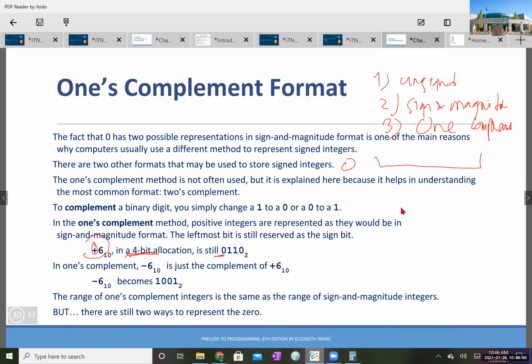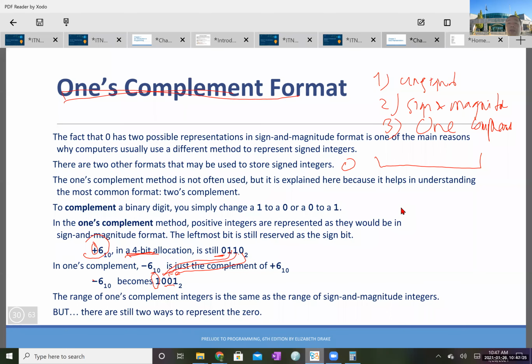But for the negative here, you see the negative number, that is negative. That's why the first leftmost bit here is number 1. But for the magnitude here, they convert everything from 1 to 0 and 0 to 1. So whenever you have 1 here, you convert it to 0, and whenever you have 0 here, you revert it to 1. That is the 1's complement format.